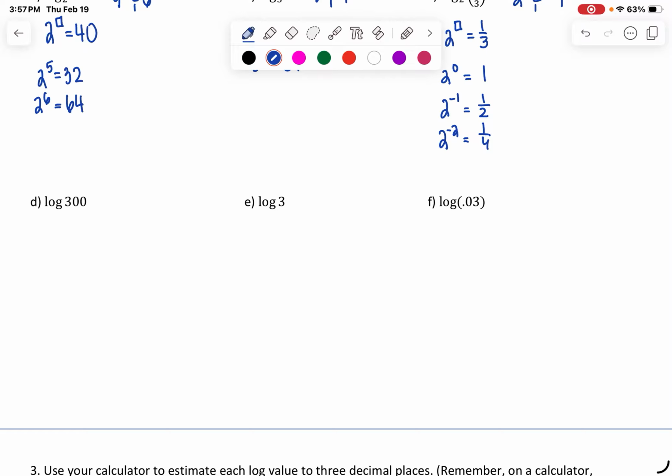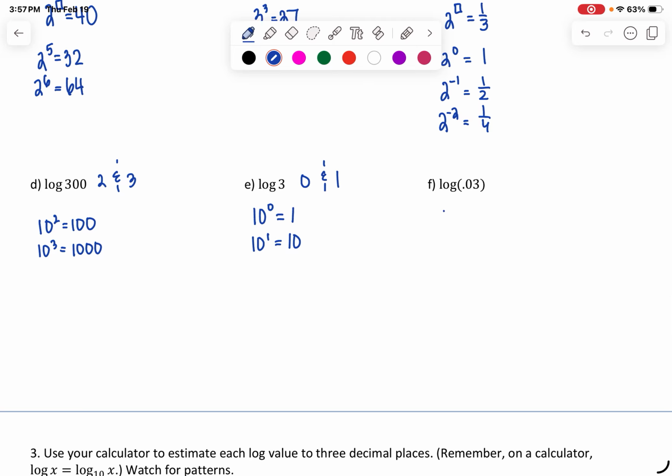This one, 10 to what power gives me 300? I know 10 squared is 100, and 10 cubed is 1,000. So this is in between 2 and 3. 10 to what power gives me 3? I know 10 to the 0 power is 1, and 10 to the first power is 10. So this is somewhere in between 0 and 1.